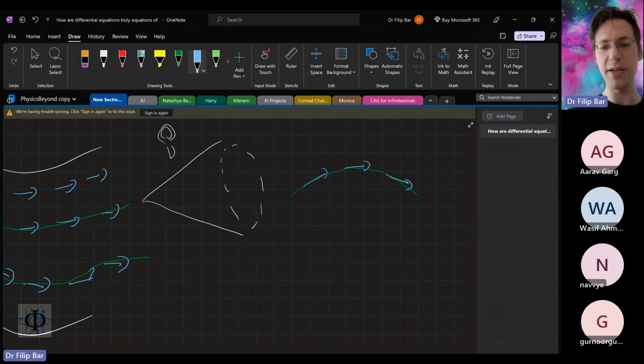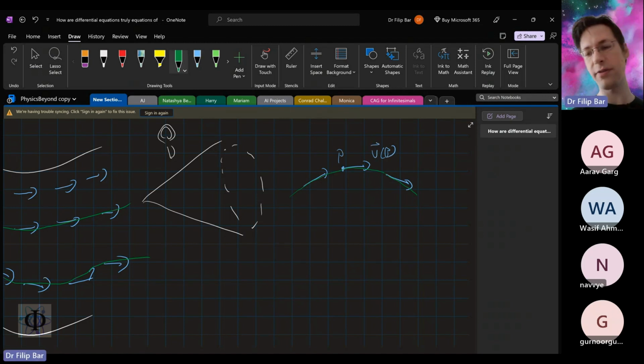So again, let's imagine that this is my point P. And here I have my velocity at point P. And let's give our green path also a name. Let's call it gamma. For no particular reason, we just like the gamma. So how is this vector v, the velocity vector at the point P, related to gamma?